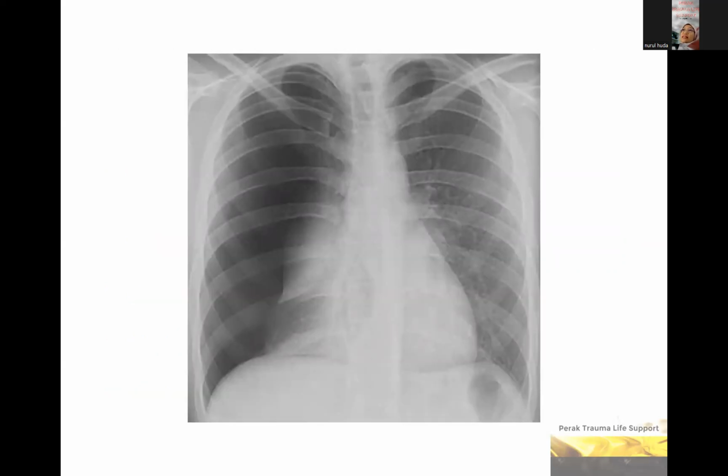So this is the chest X-ray of the patient with a right pneumothorax. See from here, the trachea still remains in the center, and this is the pneumothorax, and the lung is collapsed because of the pressure developed in the pleura, causing the lung collapse.